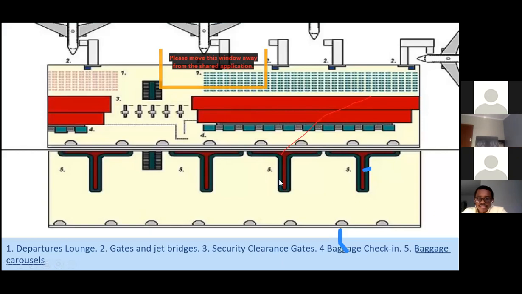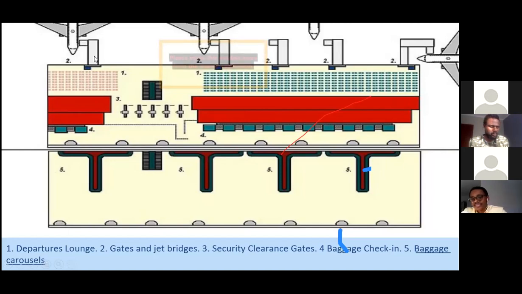So this is a schematic or a layout of a terminal. This is what a terminal looks like. If you look here, these are chairs. This is the departures lounge. When you enter an airport, you will usually see a lot of chairs. These are those chairs. And then you will see number 2, there's gates and jet bridges. When you leave the gate and you enter an aircraft, you go through something that is called a bridge. This is what that is.